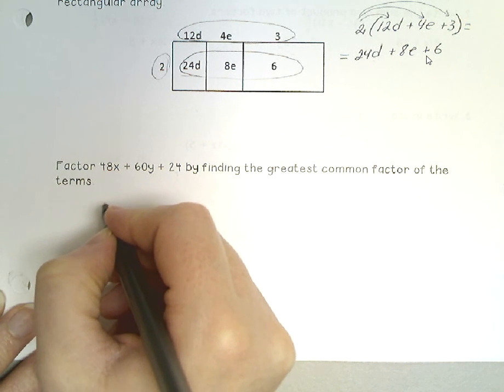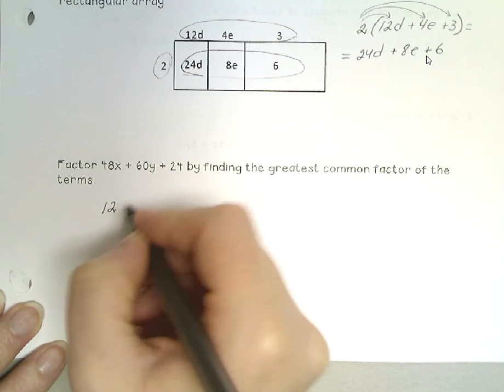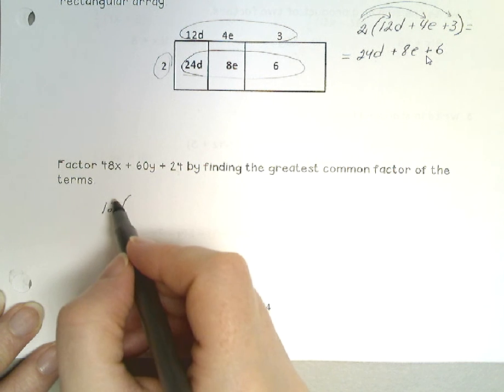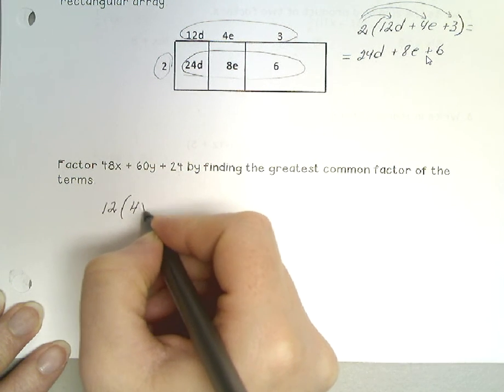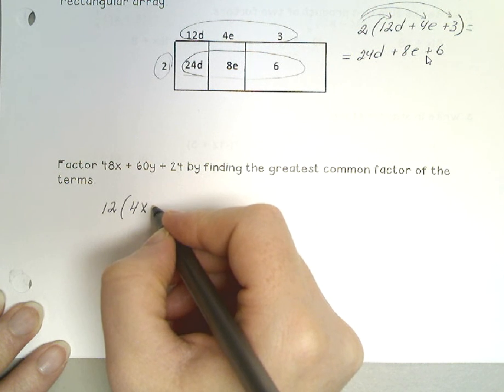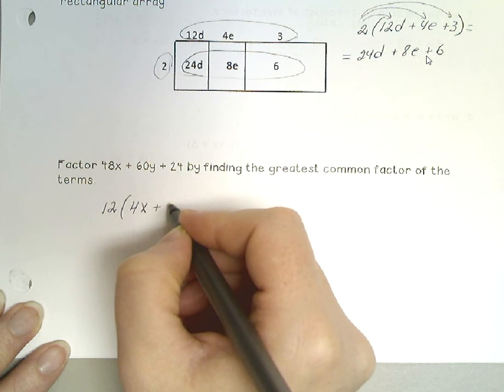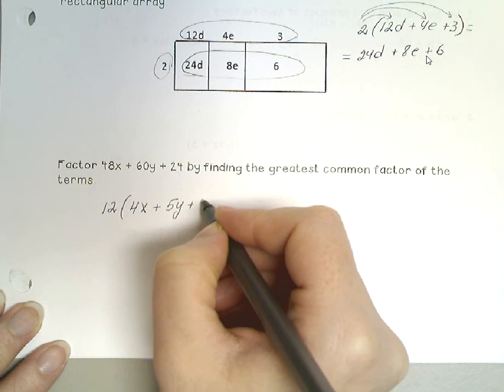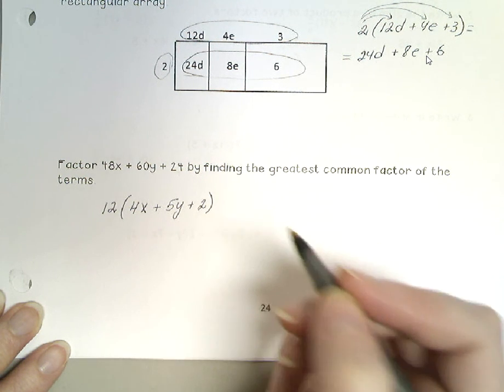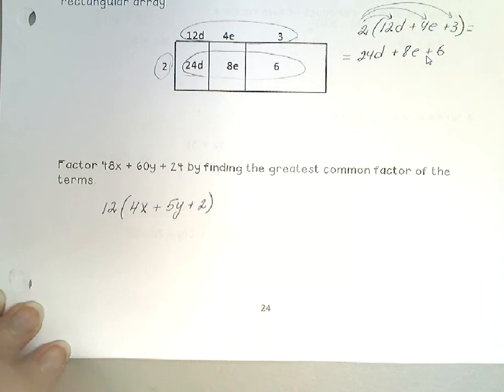the parentheses. So 12 groups of, and I'm thinking, well, 12 times what is 48x? And that is 4x. 12 times 5y will give us 60y. And 12 times 2 is going to give us 24. And that's how we do it.